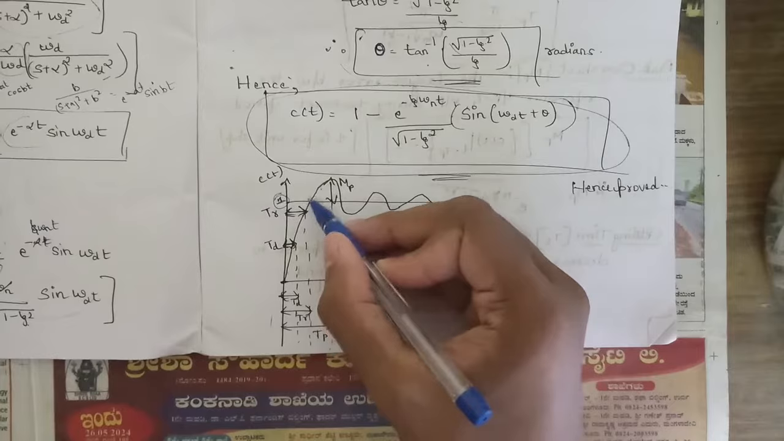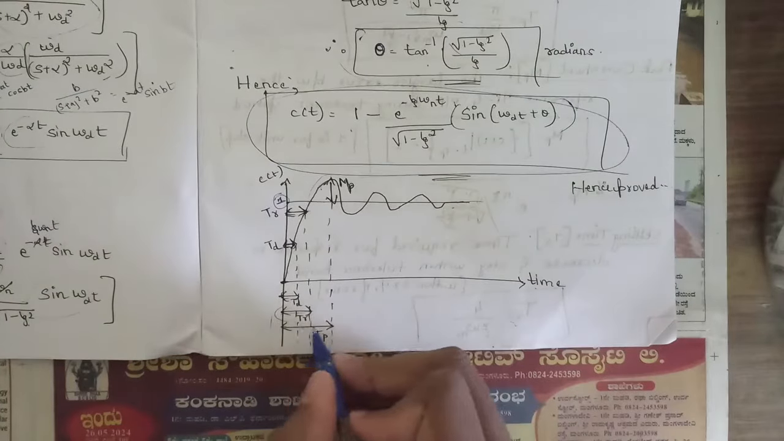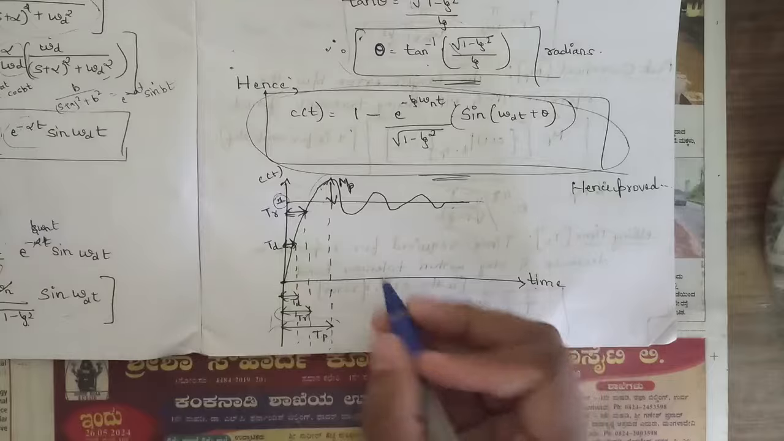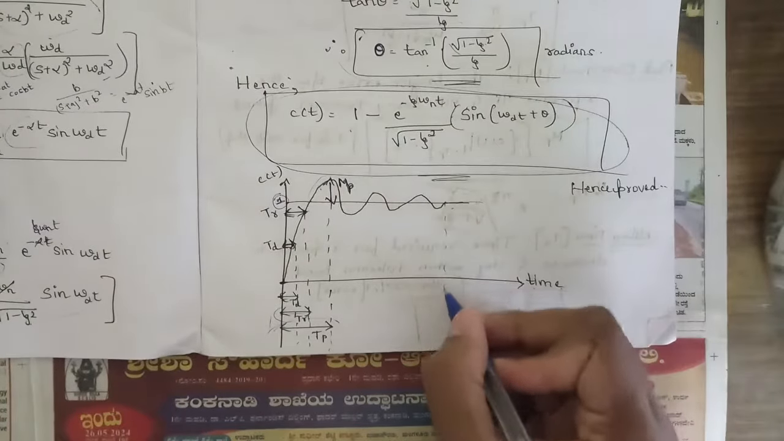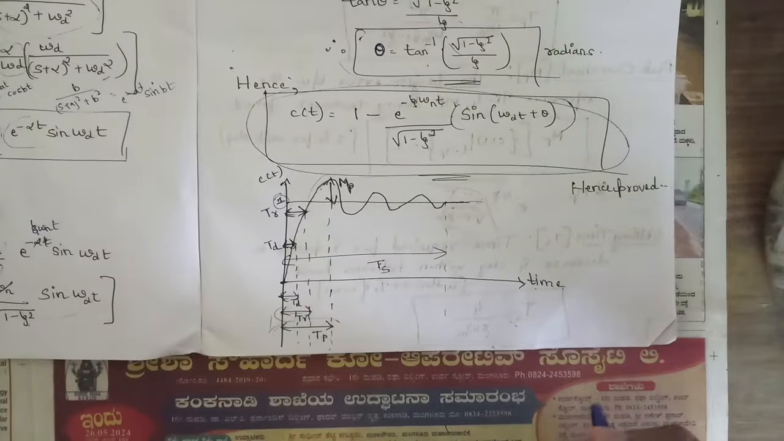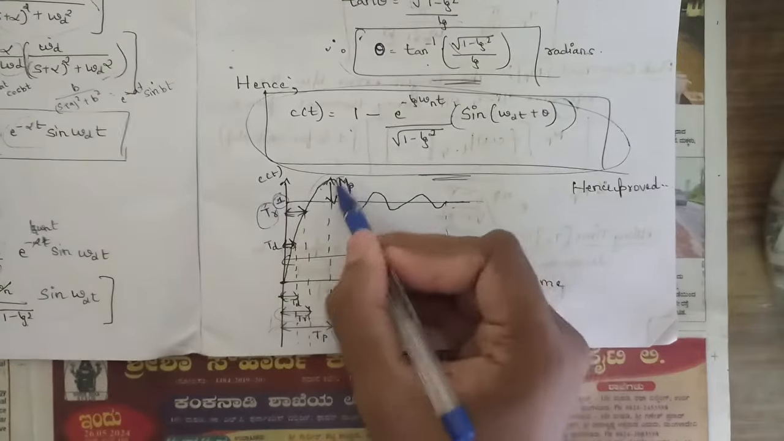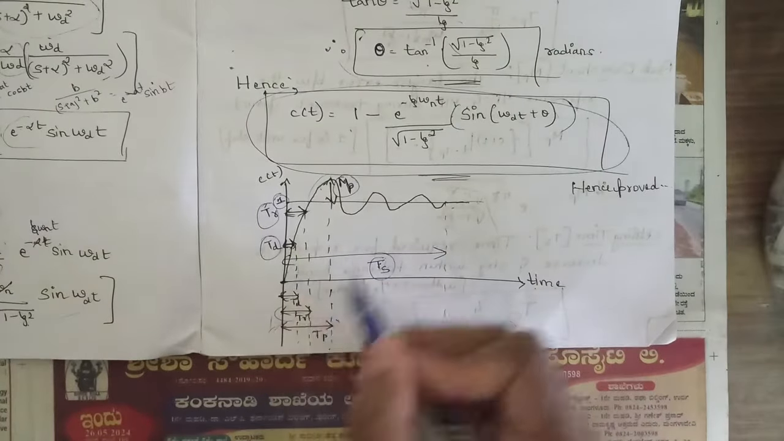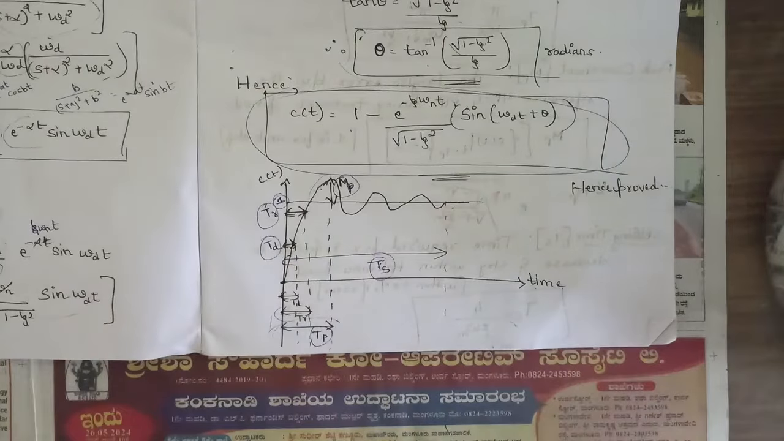Okay, and again after some time, this is called the rise time, this is called the peak time, TP, and this is called TS, that is the settling time. Let's see what these terms are: rise time, settling time, peak overshoot, delay time, peak time. Let's see their definitions. There are a few definitions that we are going to see now.